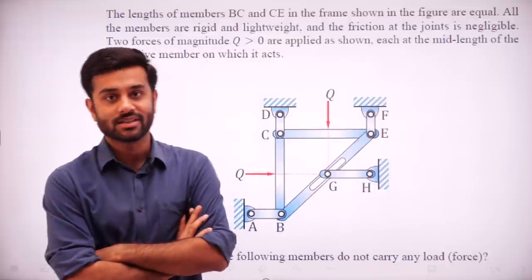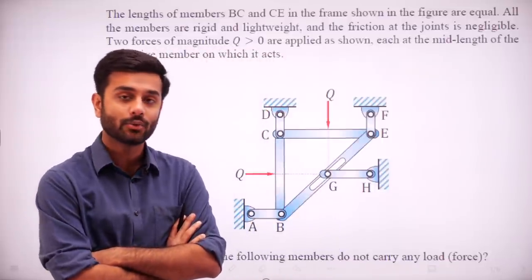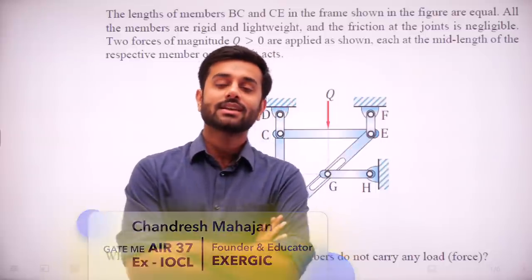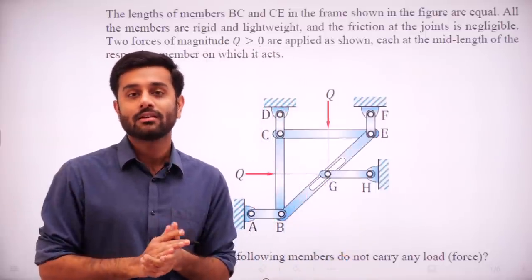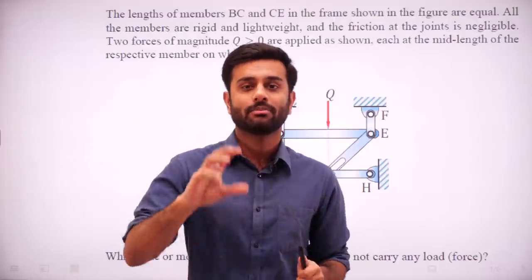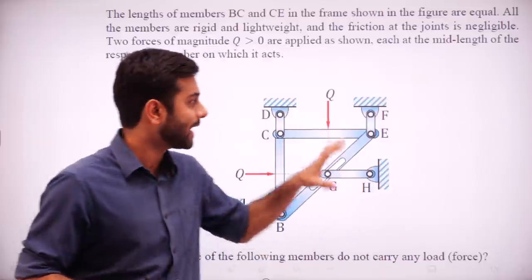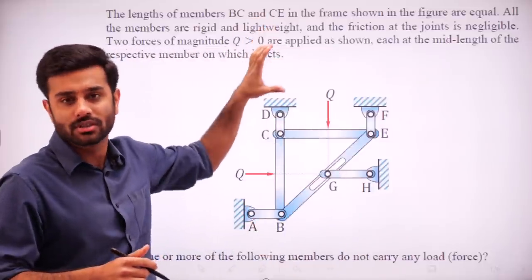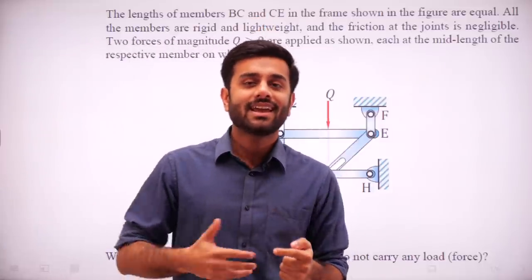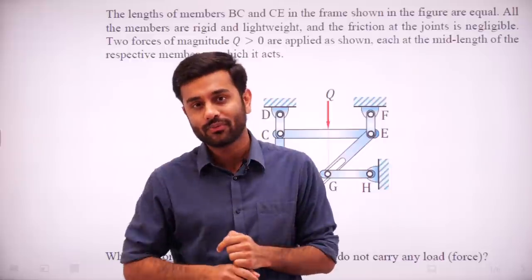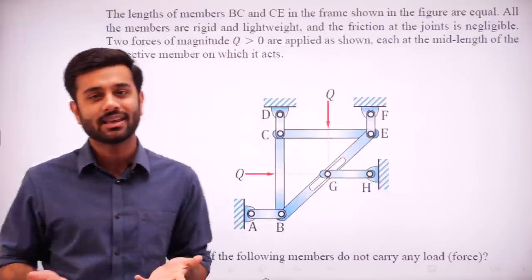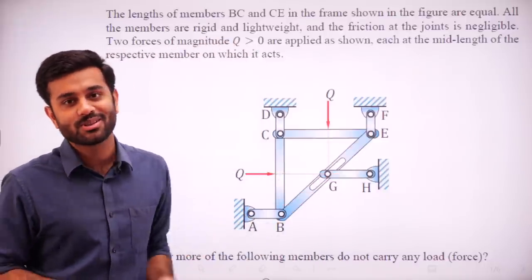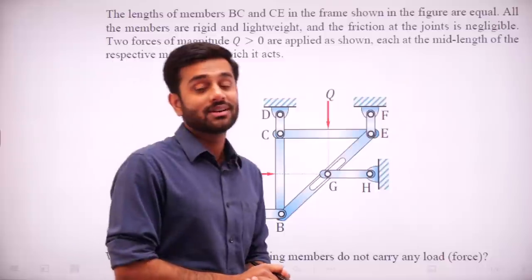Have a look at this interesting question from GATE 2022 Mechanical Engineering. This is such a question which is answered incorrectly by almost everyone. Even when I was given this question based upon memory, where the actual diagram and language were not there, anyone can pass this question off by considering it a normal question and think that yes, everything is right. GH is going to be the zero force member. Let's move ahead. But this is not that question.